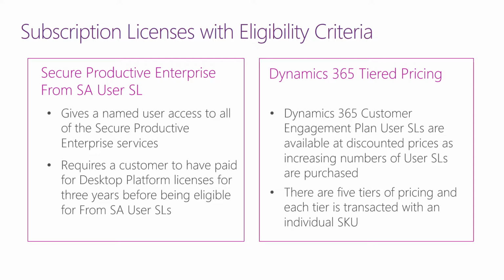Tier 2 pricing, as an example, is for customers who purchase 100 or more licenses. And thus, if a customer had just 27 licenses, but they had been transacted with the Tier 2 SKU, then they wouldn't be compliant. So it's worth checking with these special priced licenses what the eligibility rules are.